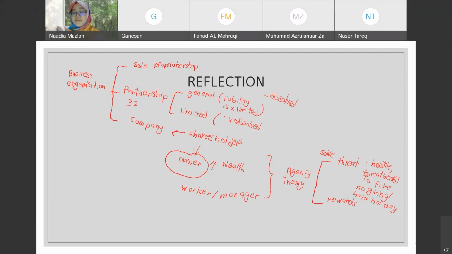However, in terms of reward, we can give bonuses, right? And we can give stock options, or share options. They can also become tiny bits of bonus. Okay. And then after agency theory, we also learned about financial institutions.